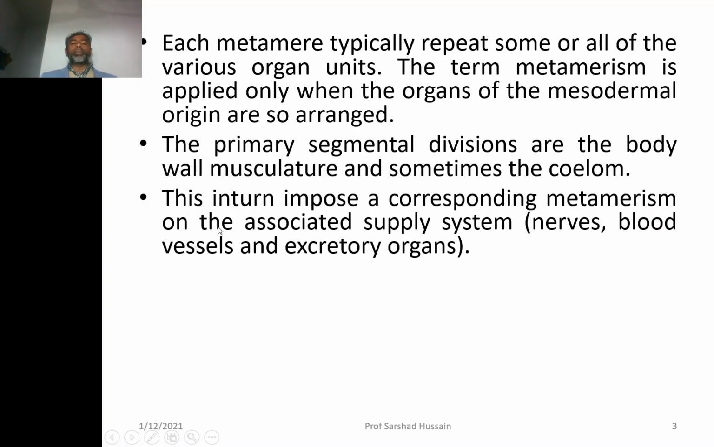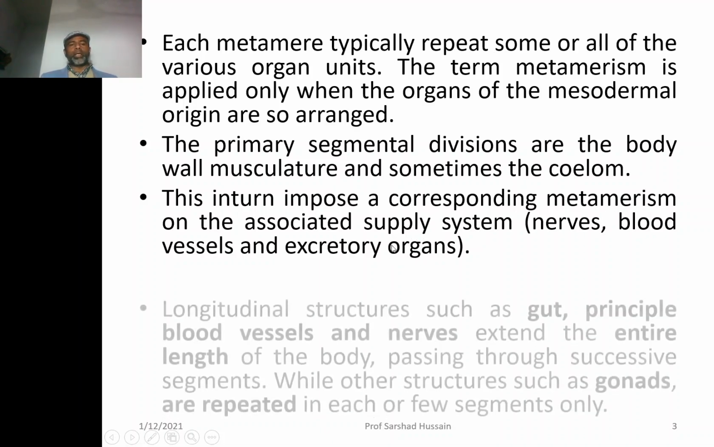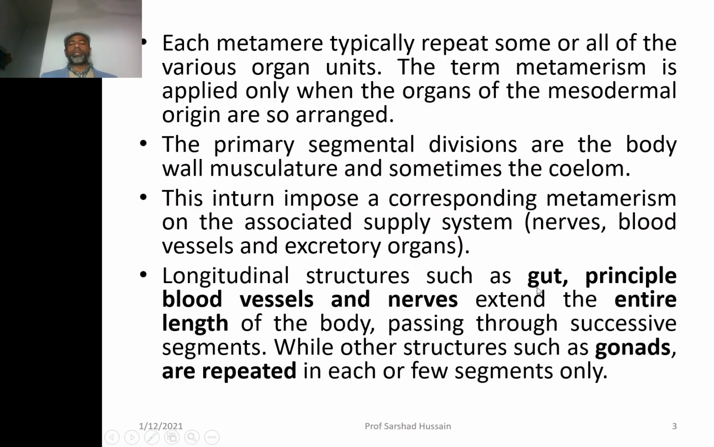Blood vessels may also get repeated, and the excretory organs like the nephridia you have seen may also be repeated in each segment. Longitudinal structures such as the gut, because we have seen that the gut in annelids is a long, elongated, straight tube running from the anterior end to the posterior end, opening through the anus. So this gut, the principal blood vessels coming out from the heart, and the ventral nerve coming from the brain are not divided. They extend the entire length of the body. But what was repeated in the nervous system? It was the ganglia, while other organs such as gonads are repeated in each or a few segments only.